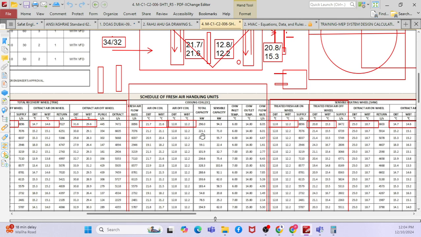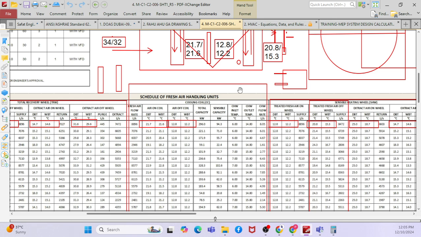Then the total capacity is nothing but the sensible load plus the latent load, and the sensible load you can calculate, right? So by this, you can prepare your equipment schedule for the FAHU. It's clear? Okay.